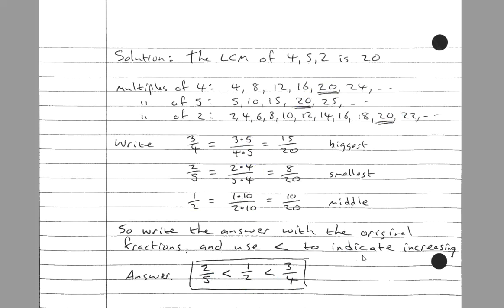If the question was to put them in decreasing order, then that's just the other way around. Start with the biggest, that's greater than the middle, and that's greater than the smallest. So decreasing order means you decrease as you go to the right.